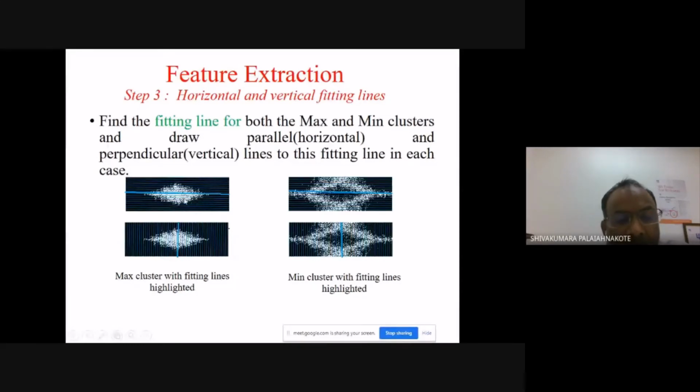That means we want to propose invariant features. We don't want the features to depend on orientation or rotation. That is the reason we go with the principal axis or major axis. So if the major axis is like this, then we draw the lines like these, every line. Similarly for the min cluster also.